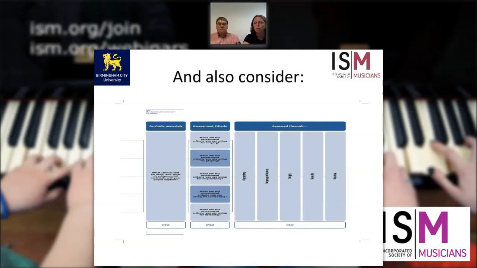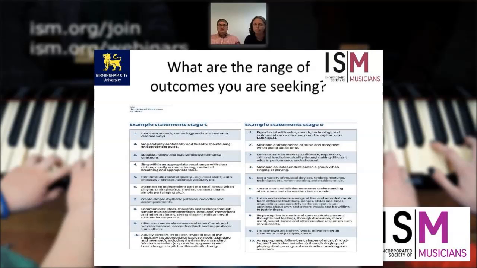Another thing to say about this framework is that it's supposed to be flexible. It gives you some starting points, but there are other things, having thought about values, that you may actually want to consider as activities and strands which you also want to assess as an outcome from this.